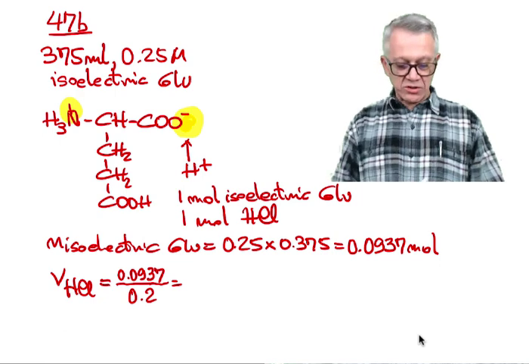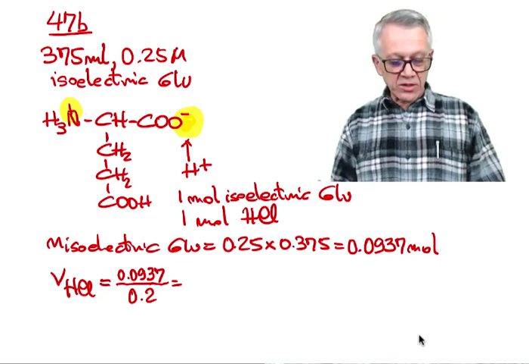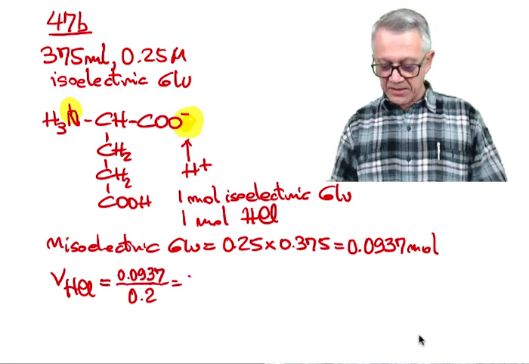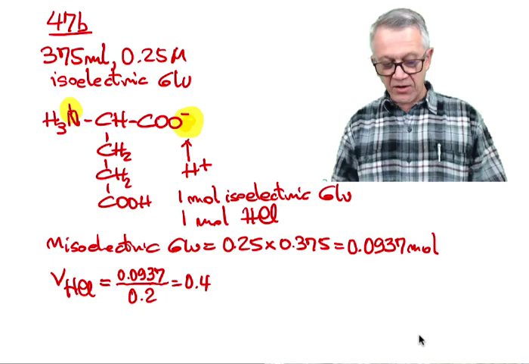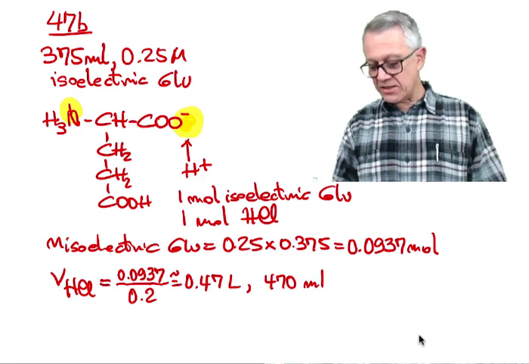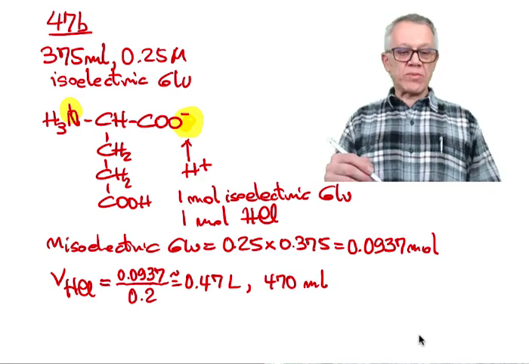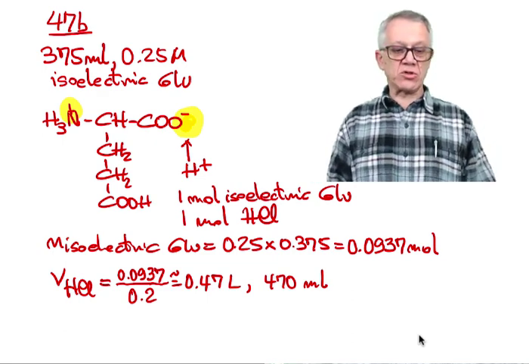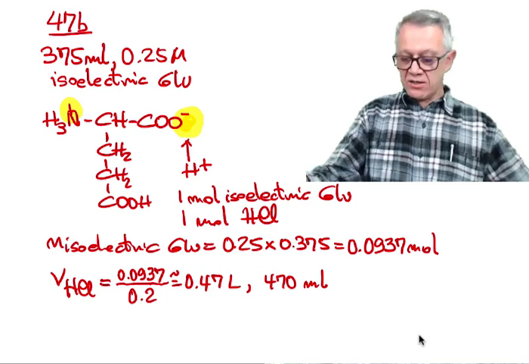which is 0.2. So when you divide this by 0.2, you are going to get approximately 0.47 liter, or 470 milliliters of HCl to completely titrate this solution in part B, the solution of isoelectric glutamic acid. Let's move on, change the page again, and, in sequence, do 47C.